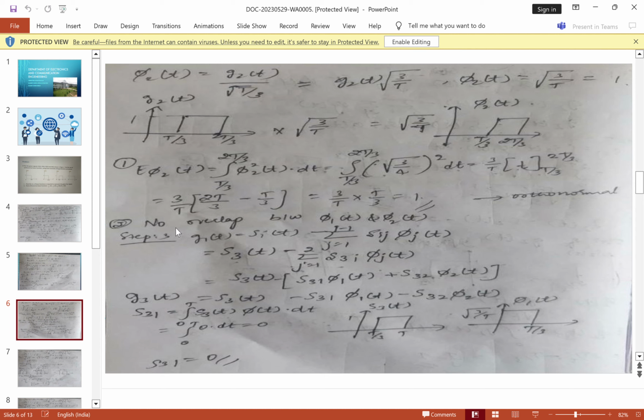So next we have to find the overlaps between psi1(t) and psi2(t). Step 3: g3(t) is equal to s3(t) minus the summation over j equals 1 to i minus 1 of s3j times psi j(t).